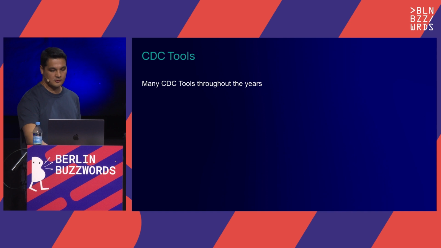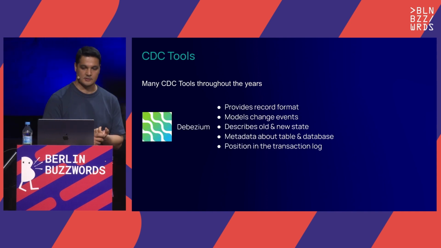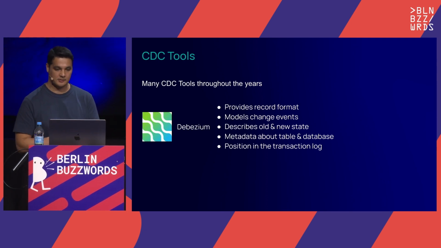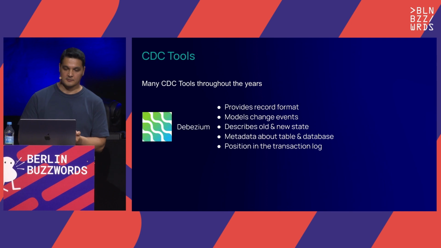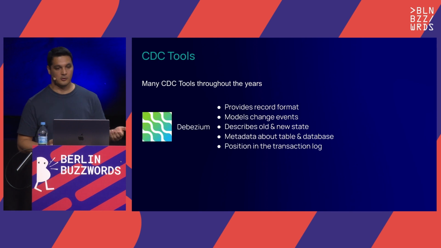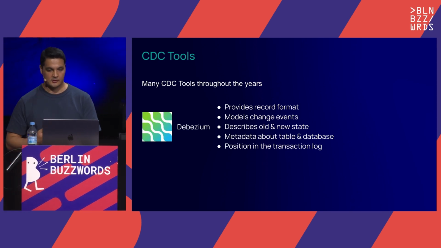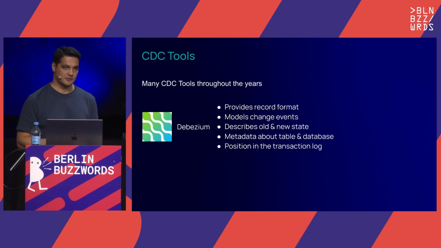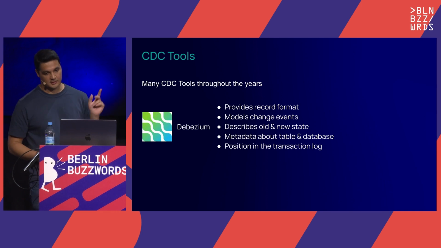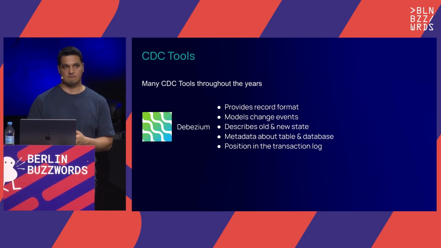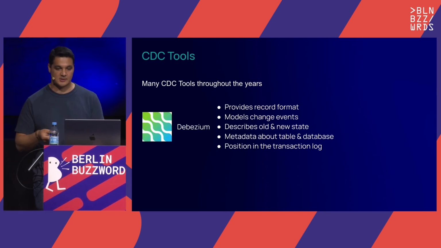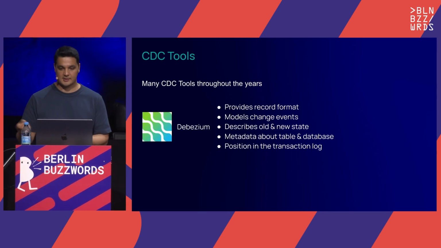But the most well-known tool is Debezium. Debezium provides a unified record format to model the changes. For updates, it also describes the state before and after the update. It also contains metadata about the database or the table itself. And one important point is that Debezium also provides the position or offset of the change inside the transactional log.